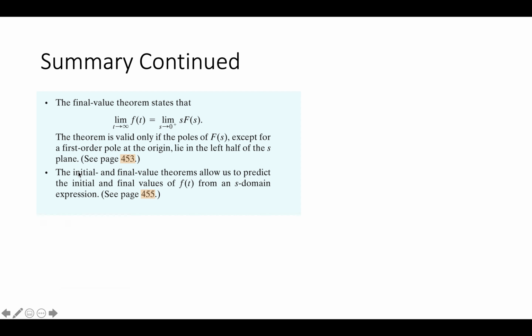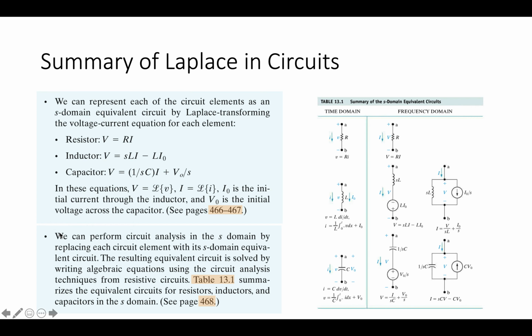The final value theorem basically says that if you have a function F of s and you let s go to 0 plus in the s domain, that's going to give you the final value in the time domain. It's valid only if the poles of F of s, except for a pole at 0, lie in the left-hand part of the s-plane. In other words, the roots of the polynomial are either 0 or have a negative real part. The initial and final value theorems allow us to predict initial and final values of f of t from an s-domain circuit.